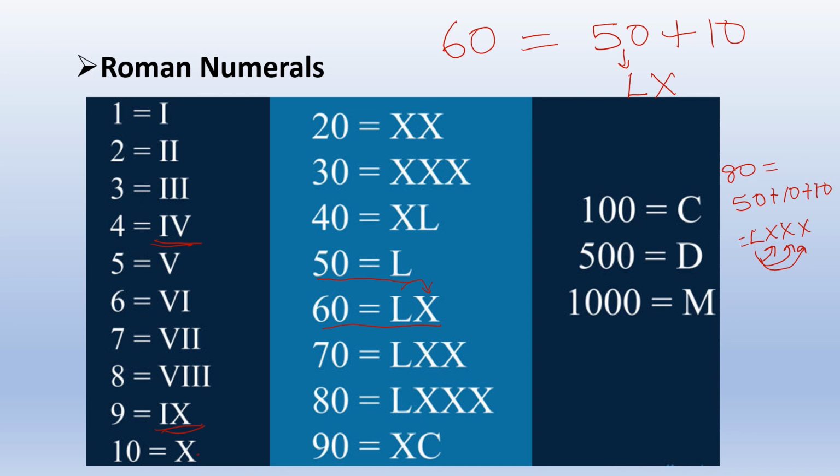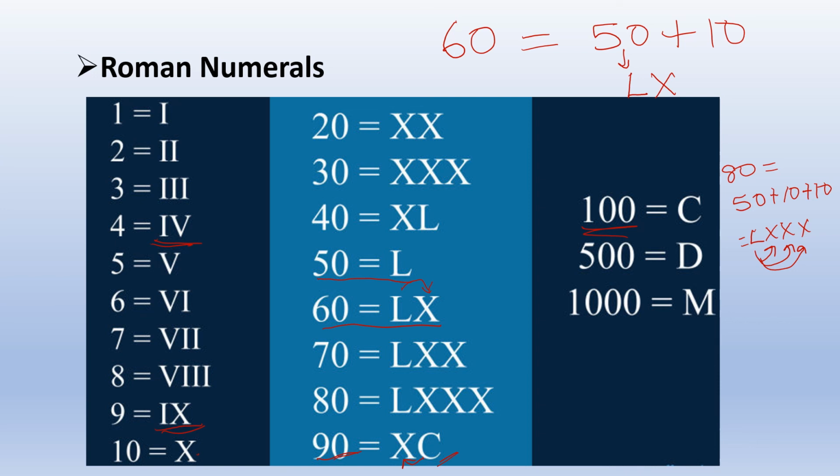The same thing happens if you look into 90. What do you observe? It is written as XC. Why is it written as XC? What does C denote? C denotes 100. And this X is written to the left of it. So that means from 100, you have to subtract 10, which will give you 90.